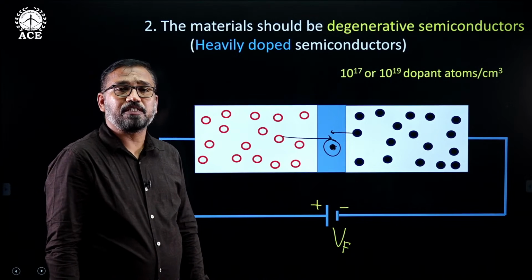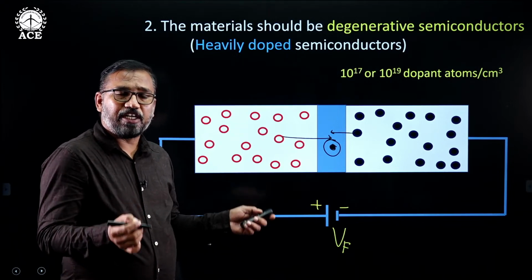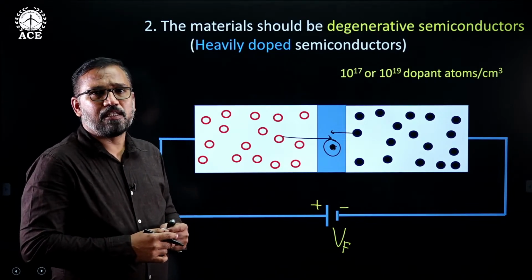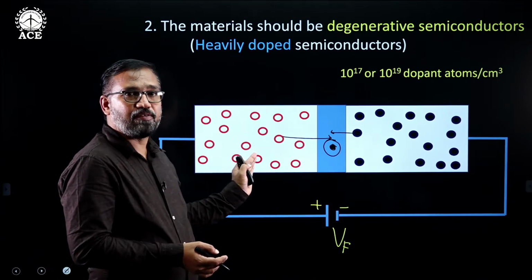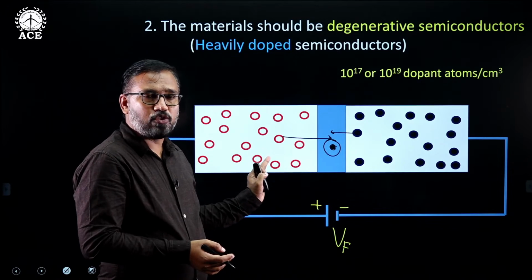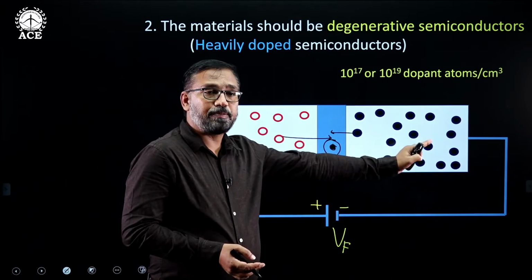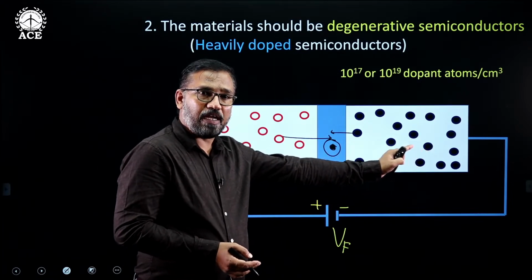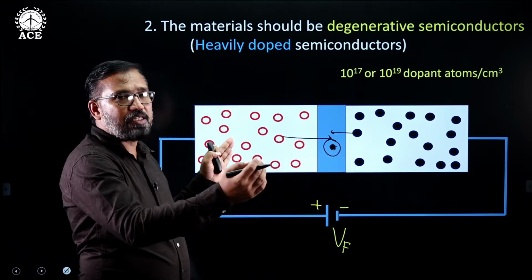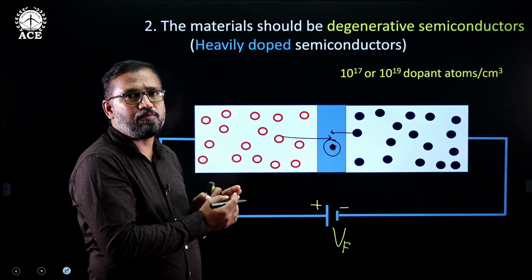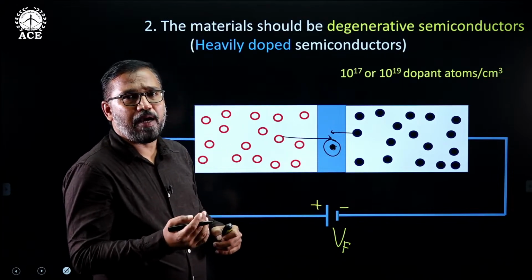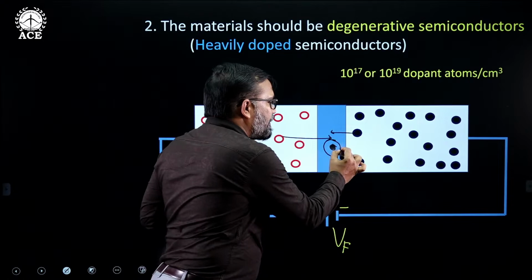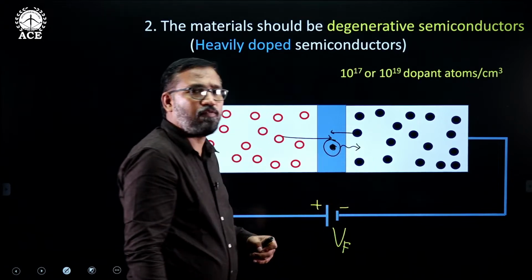Why are they moving towards the junction? Because the junction diode is connected in forward bias. The forward potential drives the holes present in the P region and the electrons present in the N region towards the junction. These majority charge carriers come towards the junction and recombine. When they recombine, they generate a photon, a normal photon.